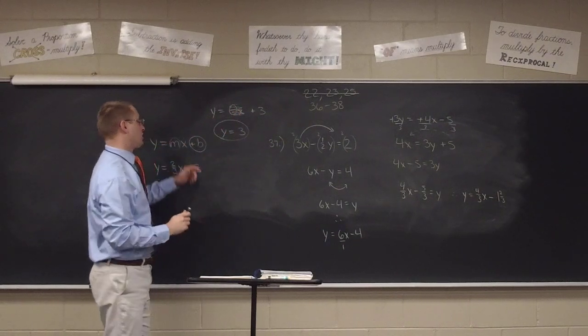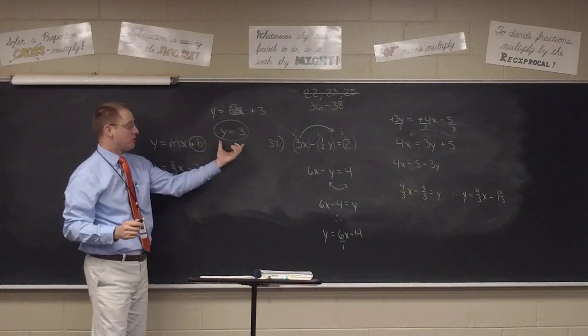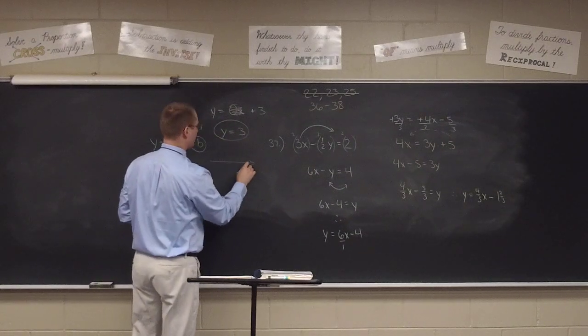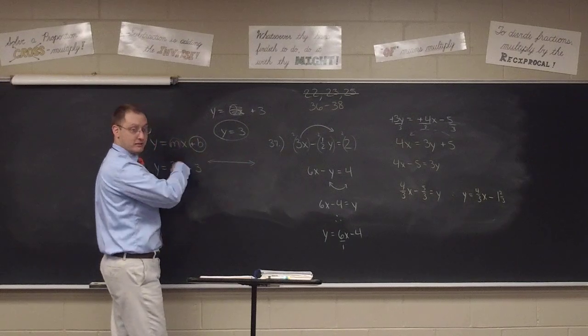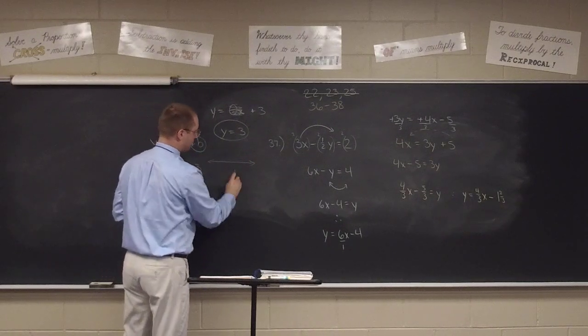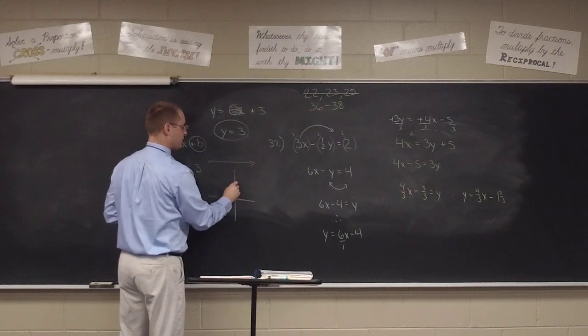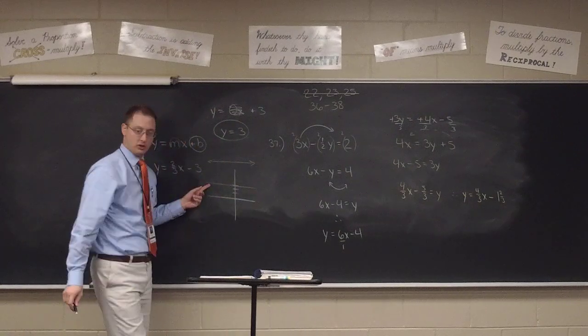So if you get an equation that just says y equals something, you know you're going to get a perfectly horizontal line. And it would run through this point of 3. And there's our graph.